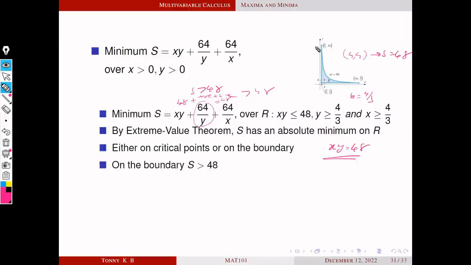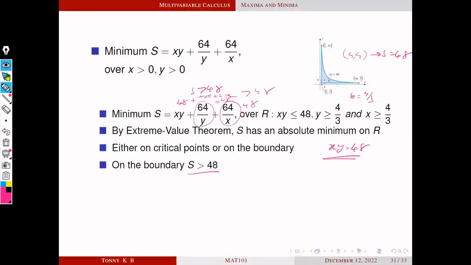Similarly, on this boundary, our x value is equal to 4 by 3. When x equals 4 by 3, this term is 48. Similar to the previous two cases, we have two more positive terms. So again S is greater than 48. So it is clear that there is no scope for our step 2. There are no possible minimum points on these three boundaries. So on the boundary, our S value is automatically greater than 48.